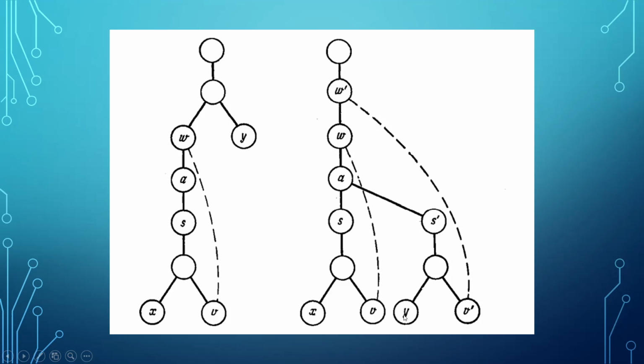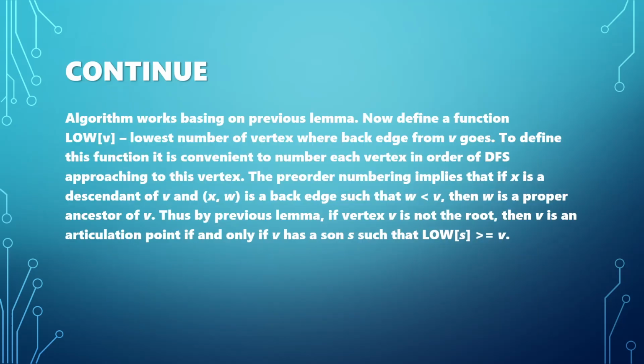It means that we just found a path between X and Y which doesn't contain A. And now the contradiction, because A is still an articulation point. So we've just proved this lemma and we may go on. So let's continue.